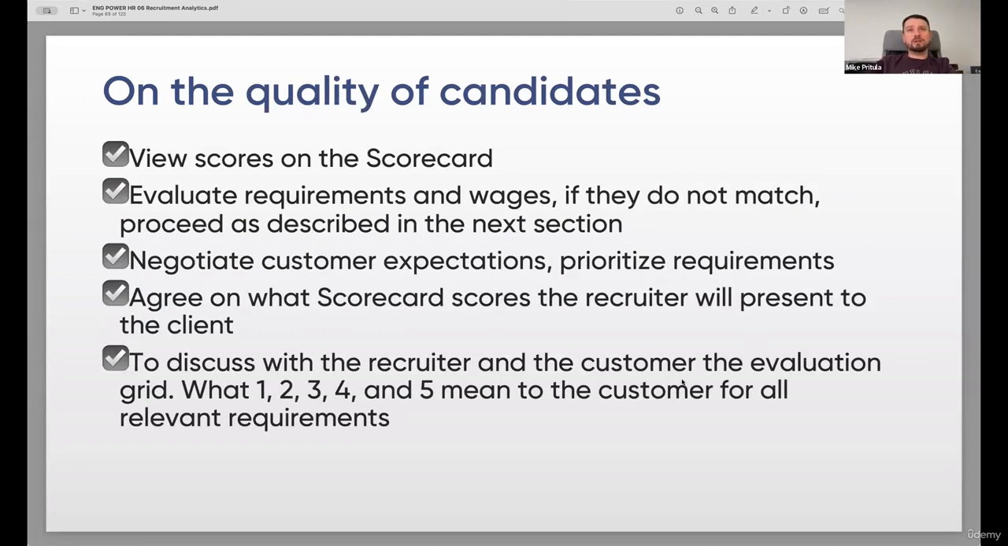If it's about the quality of candidates, view scores on the scorecard. Evaluate requirements and wages. If they don't match, proceed as described in the next section. Negotiate customer expectations, prioritize requirements, and agree on what scorecard scores the recruiter will present to the client, and discuss with the recruiter and the customer's evaluation grid what they mean by it. Score 1, score 2, 3, and so on.